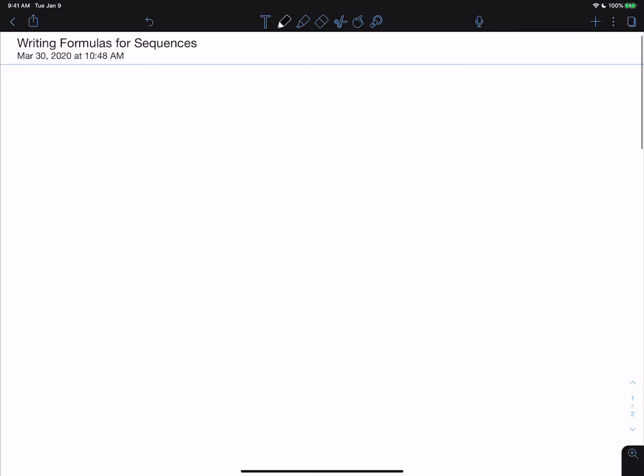So a very, very simple example would be if I have the sequence 1, 2, 3, 4, 5, and so on. One way to write a formula for that would be a sub n equals n for n greater than or equal to 1. Obviously, then if n is 1, the sequence value is 1. If n is 2, the sequence value is 2, and so on.